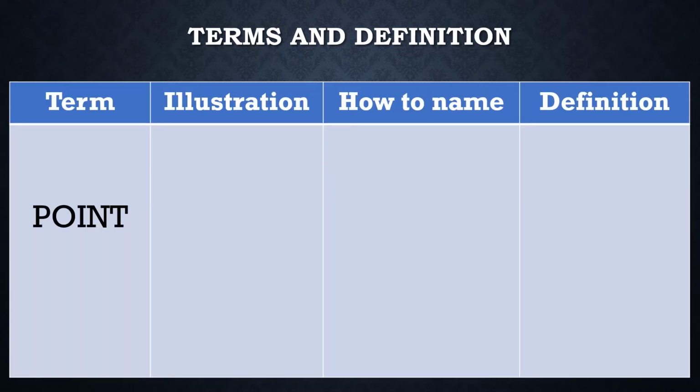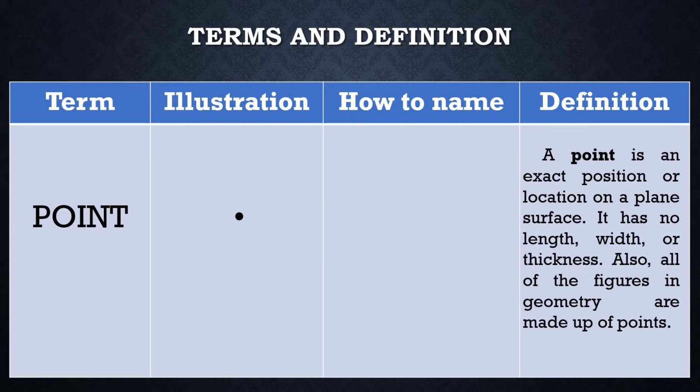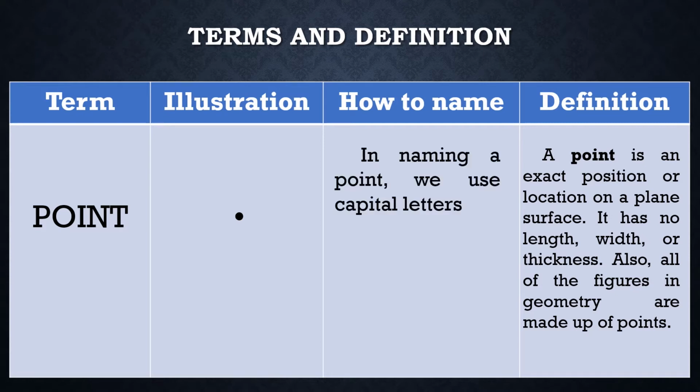First, we have point. So point is represented by a dot. So by definition, a point is an exact position or location on a plane surface. It has no length, width, or thickness. Also, all the figures in geometry are made up of points. So yung origin ng lahat ng mga figures sa geometry is or started from a point.